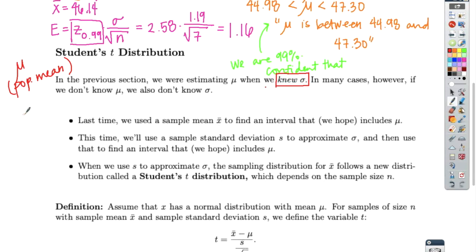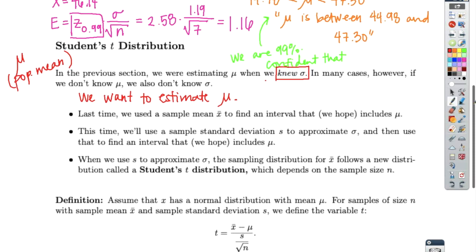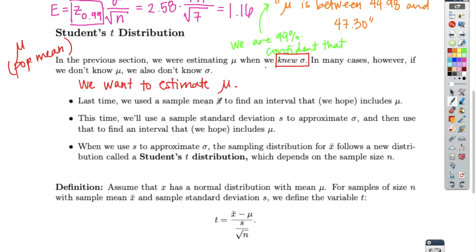Our job is to estimate the population mean. But we won't know it for sure, and we'll never be able to find it for sure. We'll just deal with one of these confidence intervals at the end. Okay, so last time we used the sample mean to find an interval that we hope, with whatever level of confidence, includes mu, the population mean, and we'll do the same thing this time, except we'll use the sample standard deviation, S, to approximate sigma.